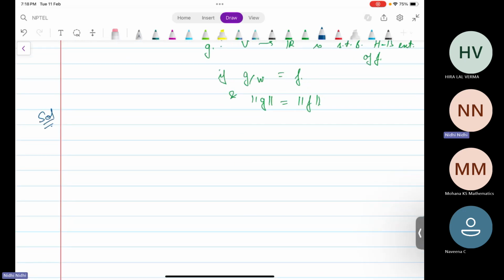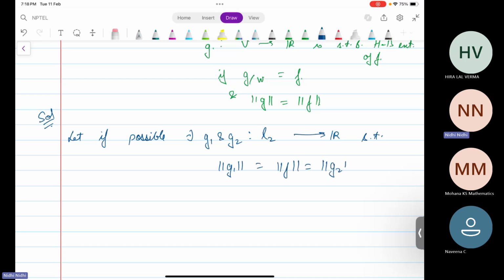Now let, if possible, there exist G1 and G2 from V, meaning L2, to R such that norm G1 is equal to norm f is equal to norm G2, and G1 restricted to W is equal to f is equal to G2 restricted to W.